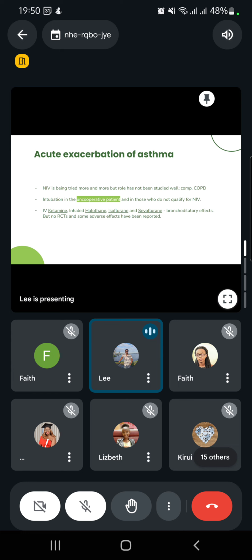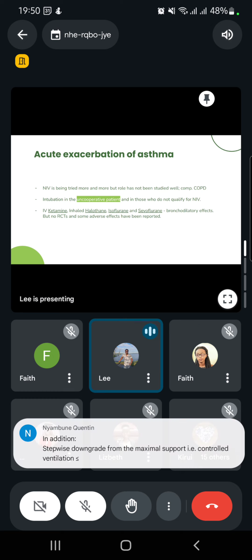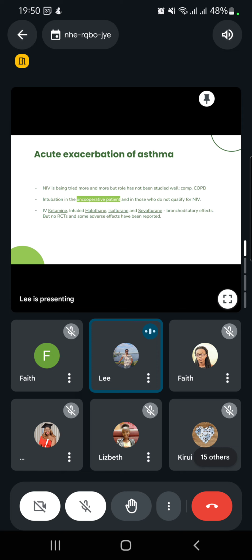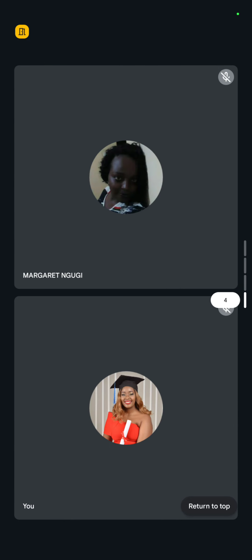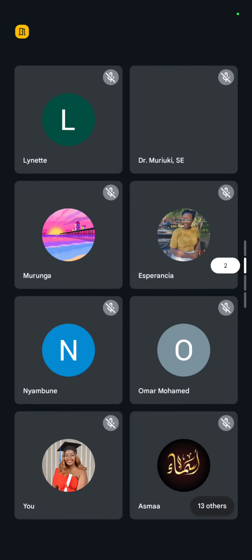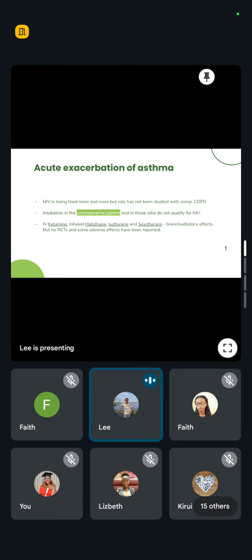However, in patients who are uncooperative on NIV, you have to sedate and intubate. But you also have to consider the kind of medications you're giving, because these may worsen the condition. So you want a bronchodilatory effect, especially with ketamine, IV halothane, isoflurane, and sevoflurane, though the anesthetist would best advise on this.